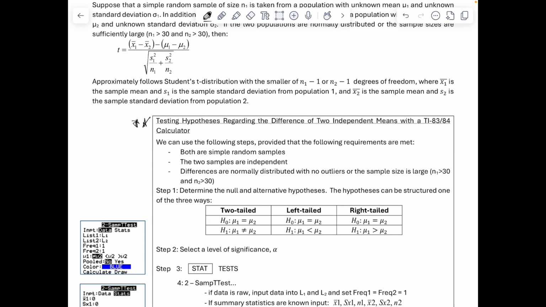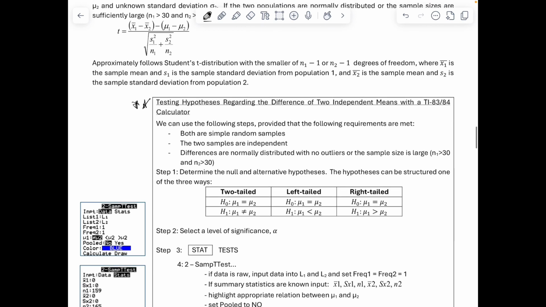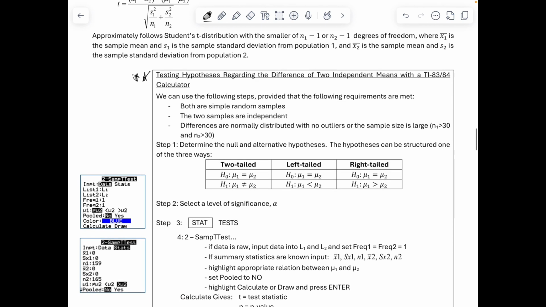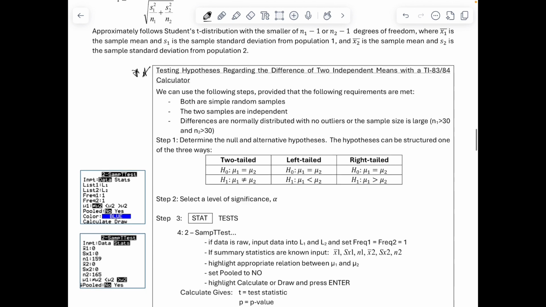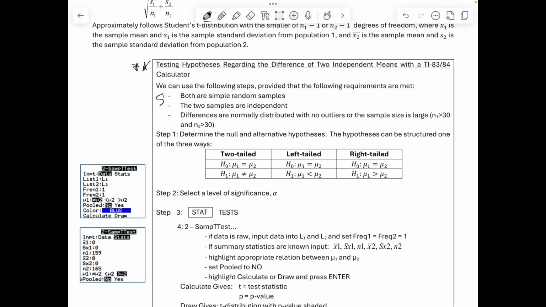So right below this, we have steps for how to use our graphing calculator, and this is testing a hypothesis regarding the difference of 2 independent means with the TI-83/84 calculator. The first thing that we need to do is check our requirements, and the requirements are listed. It says that both are simple random samples. The 2 samples need to be independent, and the differences are normally distributed with no outliers, or the sample size is large enough, meaning that both of those sample groups are going to be greater than 30.